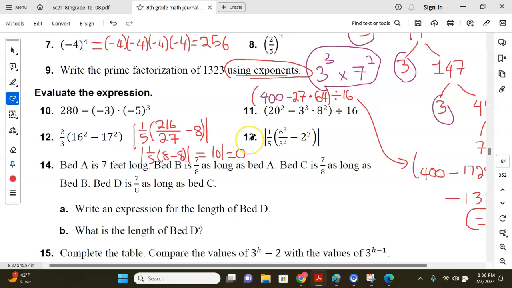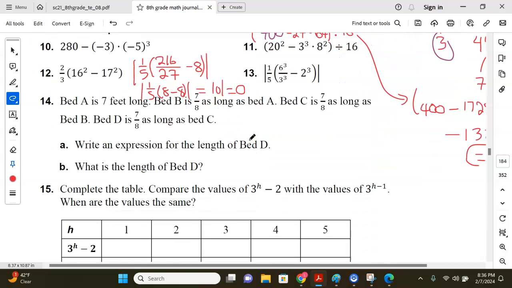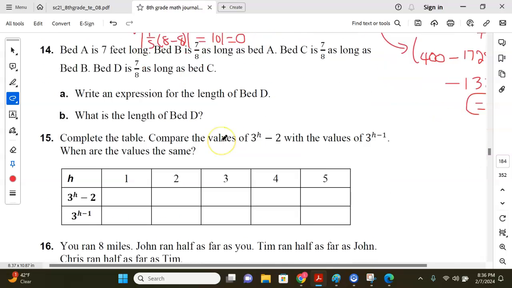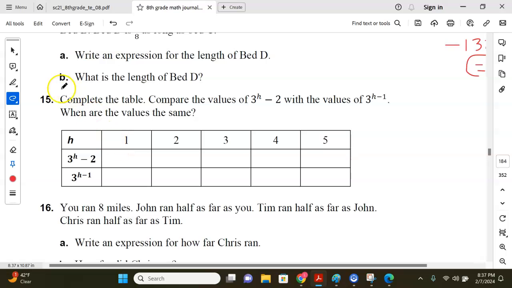All right, so that's number 13. I have a couple more minutes before my time is up here. Here's number 15. Oh wow, okay, well good. Then I think I should have enough time. But I'll probably do one part only, and I'll let you guys do the second part. It says complete the table. Compare the values of 3 to the h minus 2 with the values of 3 to the h minus 1. I'll do two of them, and then you guys can do 3, 4, and 5. Make sure you check your answer is right.